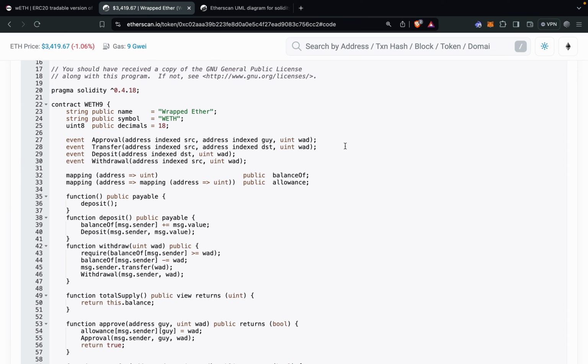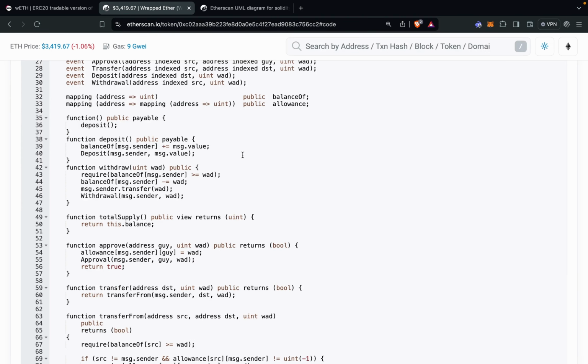Then we have our events, approval and transfer. Approval and transfer are the same from ERC20 token. And then we have deposit and withdrawal. This is basically to log how much deposit has been made or how much withdrawal was done. Then we have mappings of balance of and allowance, again from the ERC20 token. We have a deposit function where we have one line of code.